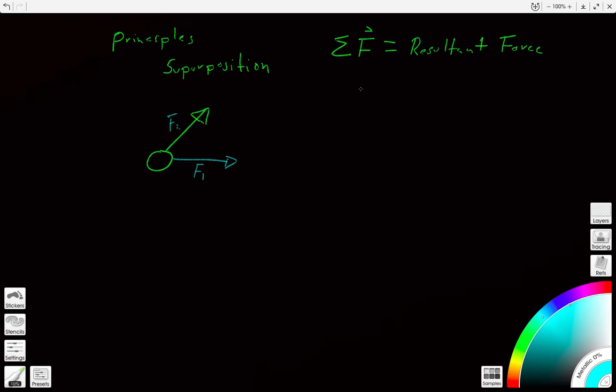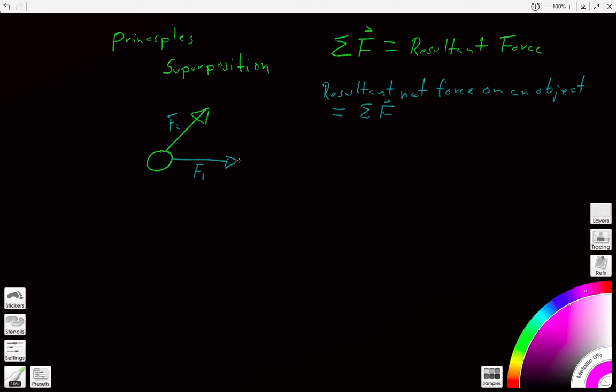So the principle of superposition of forces tells us that the resultant net force on an object is equal to the sum of all of the forces that are acting on that object. So the object, in the end, doesn't feel two individual forces, but it feels one resultant force. Sorry for repeating myself, but that resultant force is the result of adding the forces.